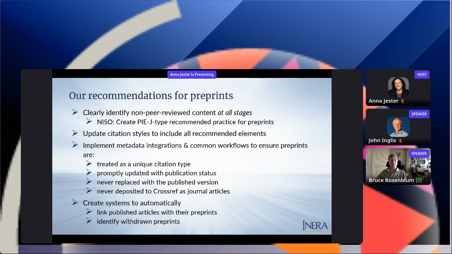The second is if you don't include all of the 6 elements that we recommend in your citation style guide for preprints, you may want to review your style guide for that. The third is to make sure that metadata are integrated appropriately. Make sure preprints are being treated as a unique citation type. For example, if you use a vendor to create your XML, make sure they're not simply treating preprints as journal articles. They should not be. They should be treated as preprints. There are best practices about this.